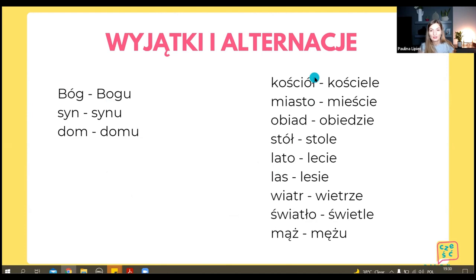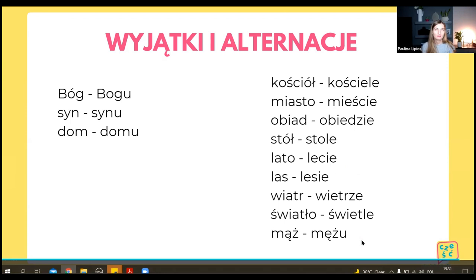I put a few alternations, the words that change a little bit more than they should, on the right side. So we have kościół, church, kościele, w kościele. We changed u to e, miasto, mieście, w mieście, obiad, obiedzie, stół, stole. As I told you before, whenever you see u as the last vowel and you put another vowel at the end of the word, remove the dash and read it as o. Lato, lecie, las, lesie, wiatr, wietrze, światło, świetle, it means light, mąż, mężu, and maybe wąż, a snake, wężu.